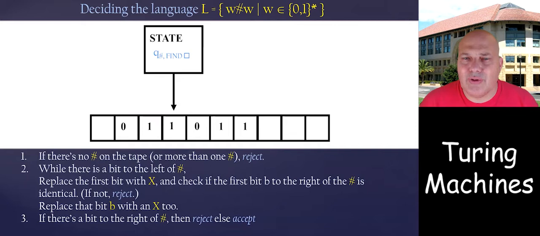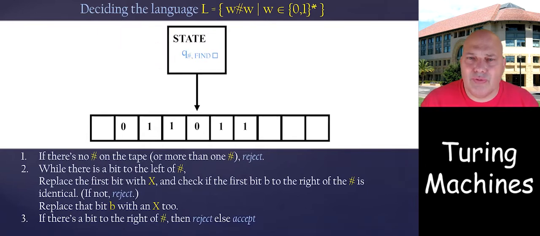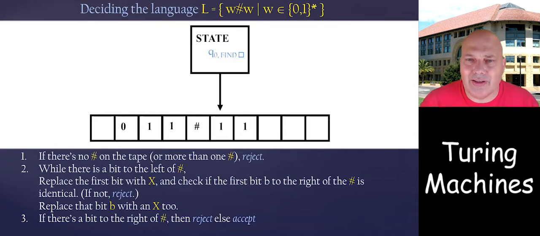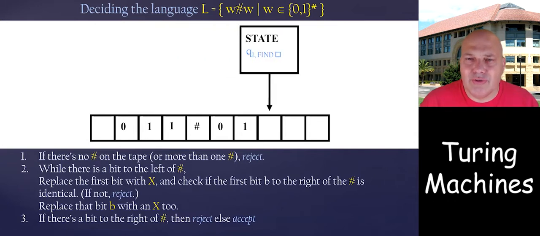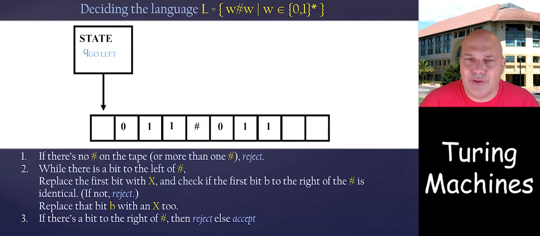Now you found the sharp, so now you're looking to find the empty cell. You're looking to find the end, and if you find another sharp in the middle, you're going to reject. Every time, you remember within the state what you are supposed to write on the cell when you're copying it. So now you found both the sharp and the empty cell, and you're moving to a new state that tells you to go left. Now you're going left all the way until you are in an empty cell.